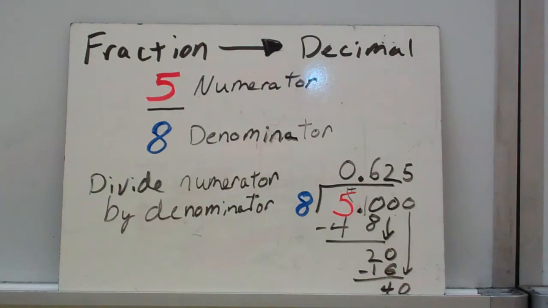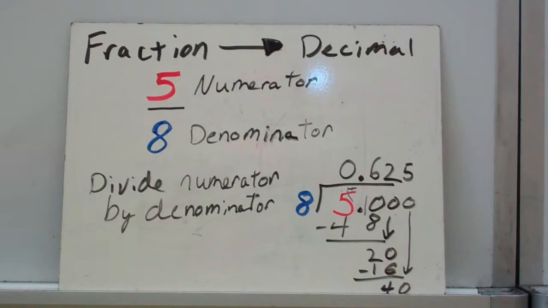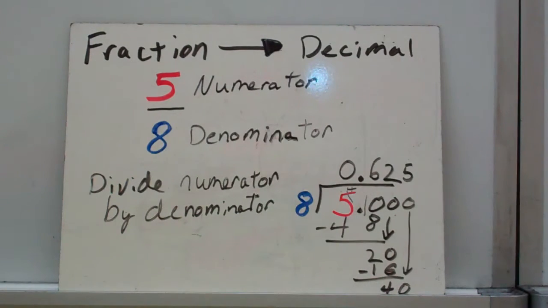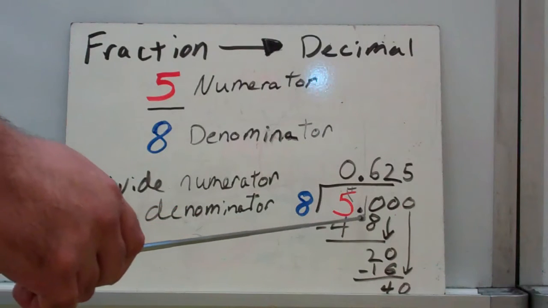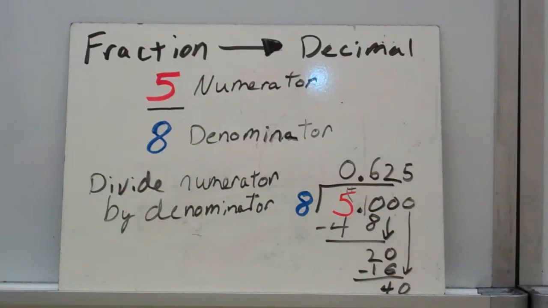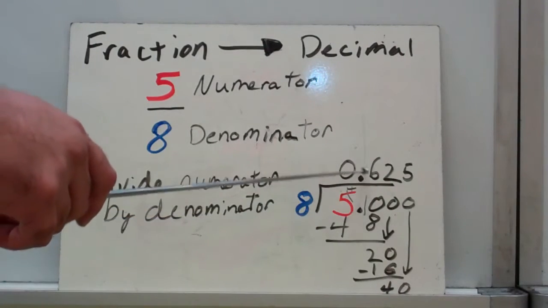We have the number in the top portion of the fraction, which we call the numerator, and then the number in the bottom portion of the fraction, which we call the denominator. And when we want to convert a fraction to a decimal, we are going to divide the numerator by the denominator. So we'll take the 5 in this case and put it inside the division box. We're going to attach a decimal and some zeros after that. We're going to put the 8 on the outside of the division box, and we're going to bring the decimal point straight up.